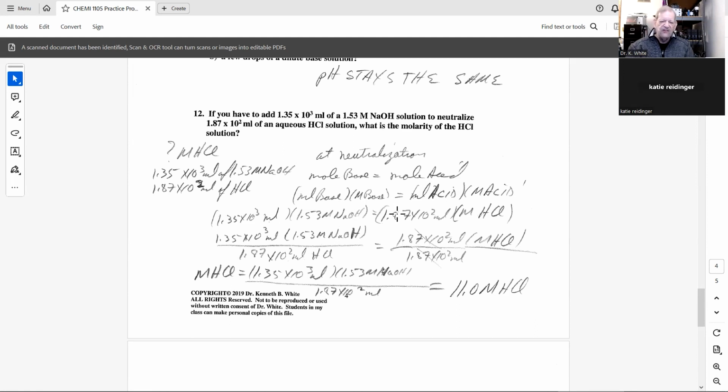And what do we need to solve for? The molarity of HCl. How do we get it on one side? We divide by the number we're trying to get rid of. Anything divided by itself becomes number one, and it's gone. I like that. It's gone.